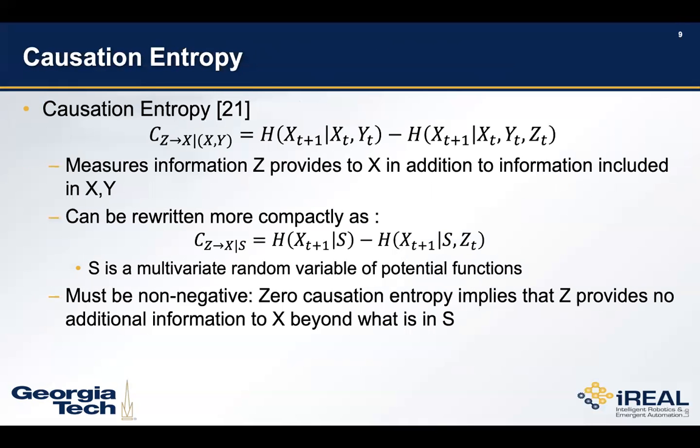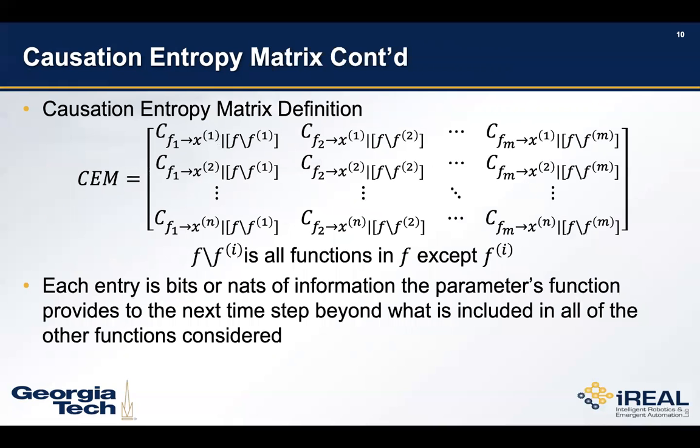With these definitions, we can define the causation entropy. Read here is the causation entropy of z to x given x and y. It measures the information that z provides to x in addition to the information included in x and y. We can write it more compactly as the causation entropy of z to x given s, where s is a multivariate random variable of potential functions. As a note, the causation entropy must be non-negative. Zero causation entropy implies that z provides no additional information to x beyond what is in s.